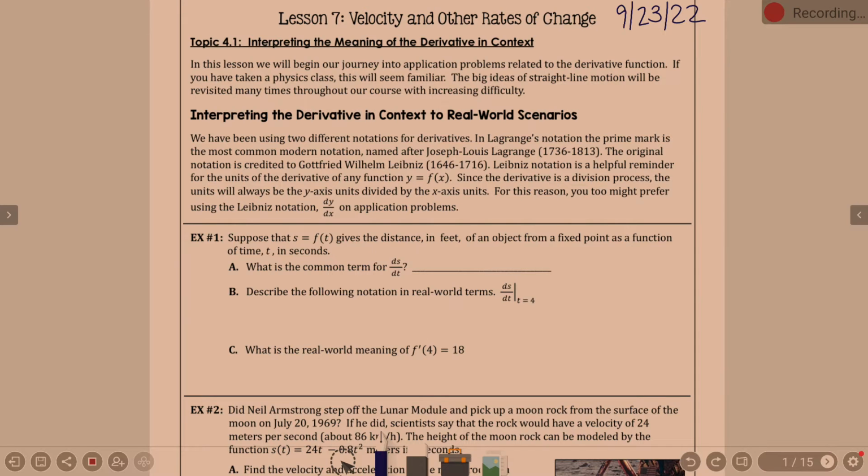Notice it says, if you have taken a physics class, this will seem familiar. I don't know exactly where you guys are at in physics, but you've started talking about velocity and acceleration, right? You've talked about that type of stuff.